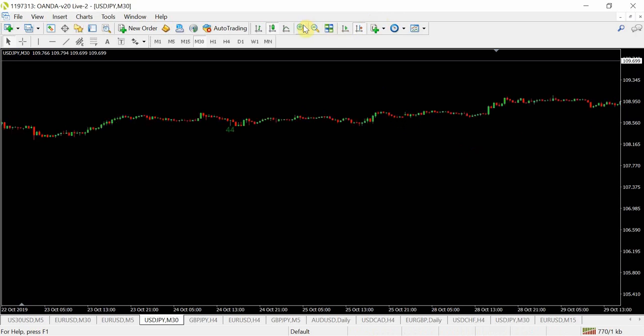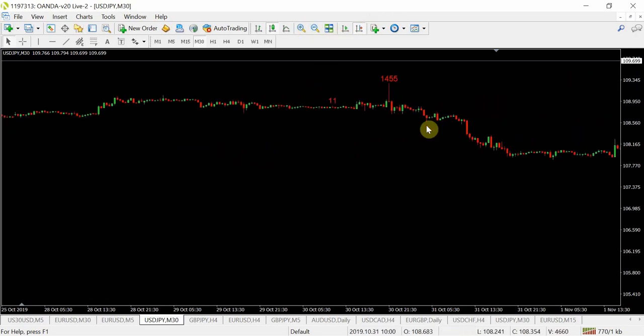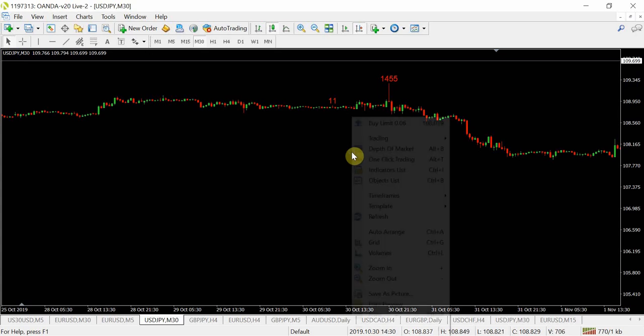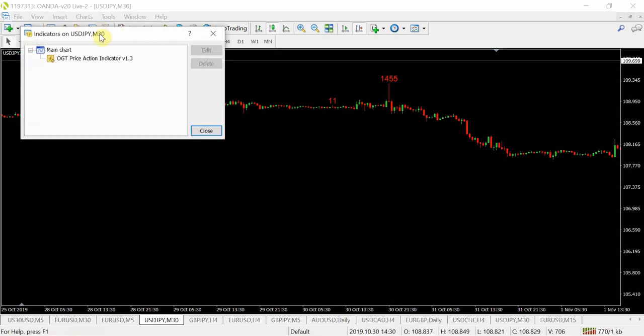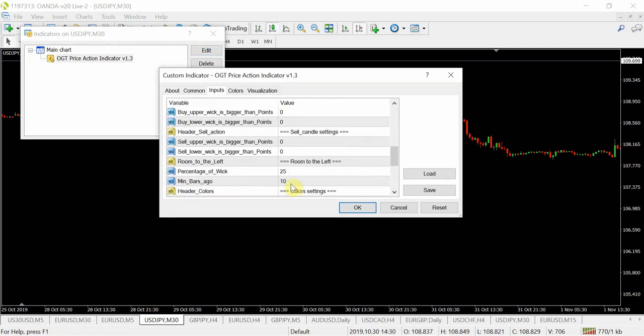If we go through the rules that we've set up here, the range of the bar you can clearly see is bigger than the previous 4. It's probably bigger than the previous 50 odd candles. Then we've got this number here, 1,445, and this is the room to the left. What this is basically saying is, if you remember inside the settings, we had 25 and 10. So percentage of wick 25.